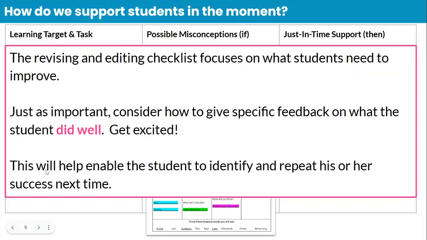The revising and editing checklist focuses on what students need to improve. Just as important, consider how to give specific feedback on what students did well. Get excited. This will enable the student to identify and repeat his or her success next time.